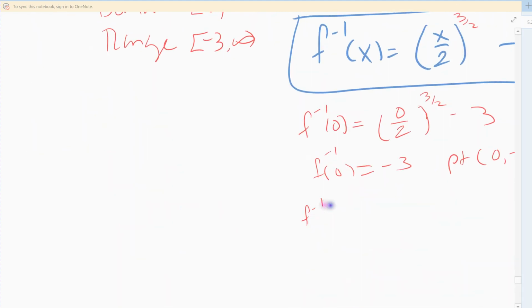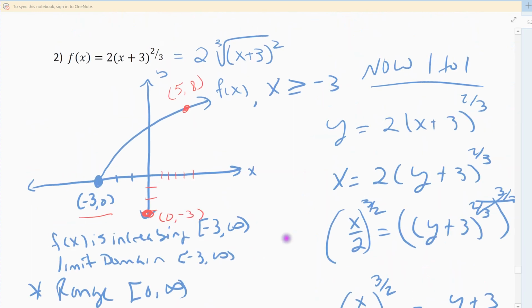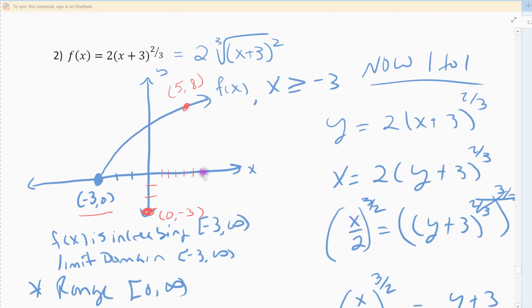So I take my inverse, plug 8 in, so I get 8 divided by 2 raised to the 3 halves minus 3. So 8 divided by 2 is 4 raised to the 3 halves, which is 8, minus 3, which does give me out 5, so it does give me out the point 8, 5. Alright, which is what I wanted. 8, 5. 1, 2, 3, 4, 5, 8, 5.